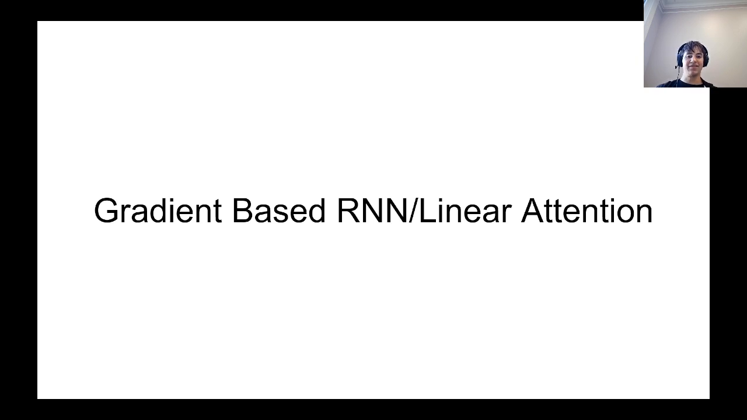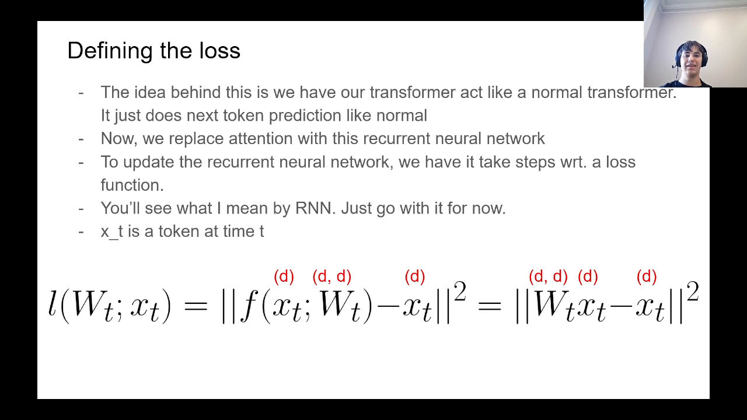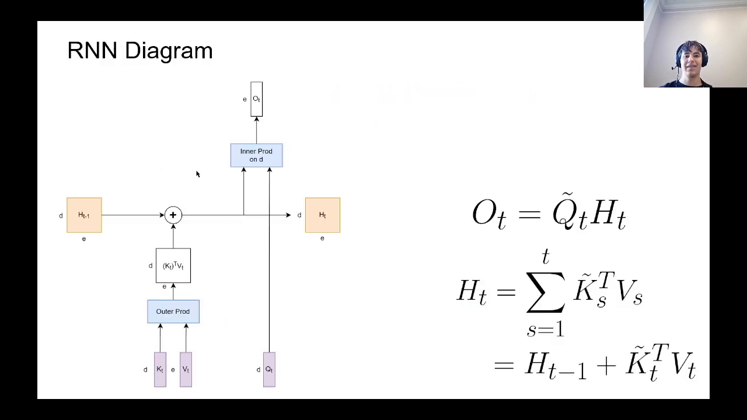Gradient-based RNN slash linear attention. So there's this new kind of linear attention type forming, and I'll show you it is linear attention. You're going to have to bear with me through this explanation. It's going to seem unintuitive at first, but we'll get there. Basically, the idea is we're going to be defining... so let me go back here. We update our hidden state based off the sum.